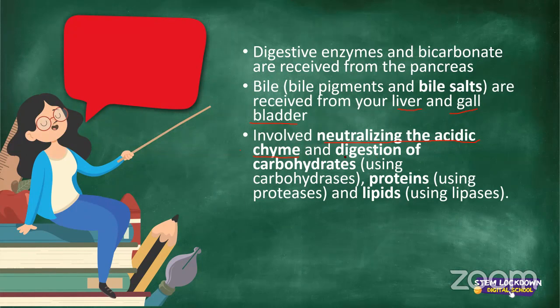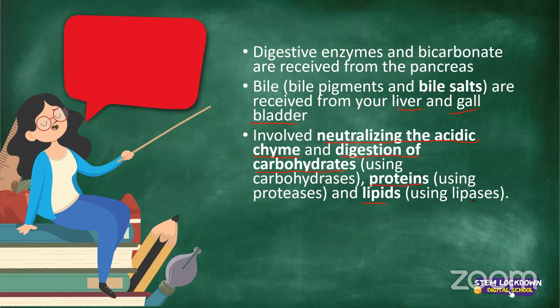And it is also involved in the digestion of carbohydrates. Remember, we said that the small intestine also releases carbohydrases, okay? So in the duodenum, we also have the digestion of proteins using proteases, and we have the digestion of lipids using lipases. Remember, our carbohydrases are the enzymes involved in breaking down starch or carbohydrates.